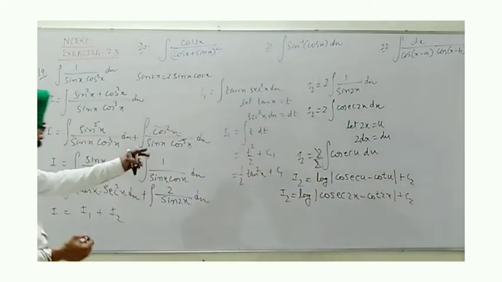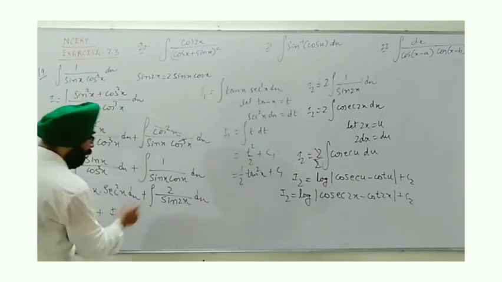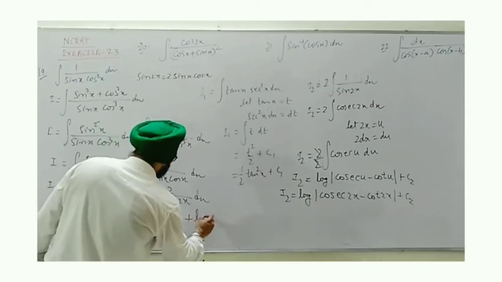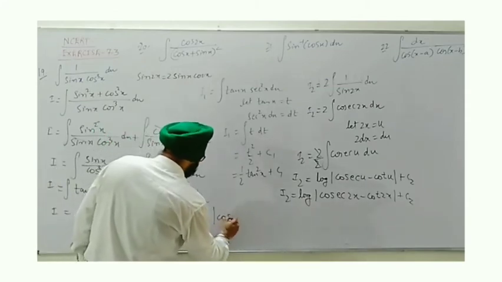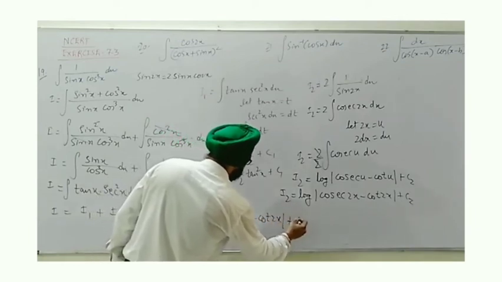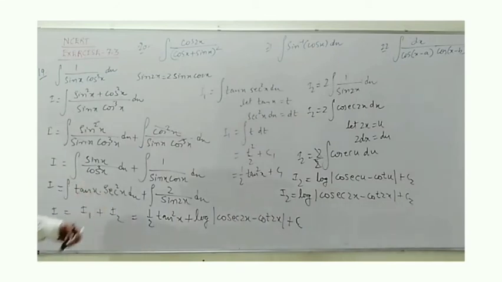Combining the results of I1 and I2, I find that this I is half tan square x plus log of cosec 2x minus cot 2x plus c, where c contains c1, c2 and all the constants available. So I hope this is understood. This is one method, as I said. Whenever the power is less and sin and cos are in product in the denominator, with 1 in the numerator, in such special cases this method can be used. By the way, we will now see the next questions.